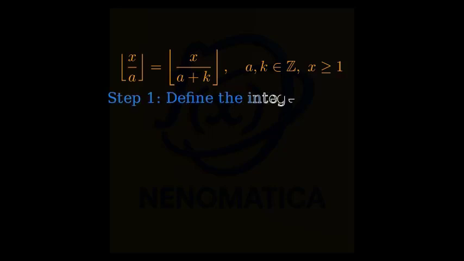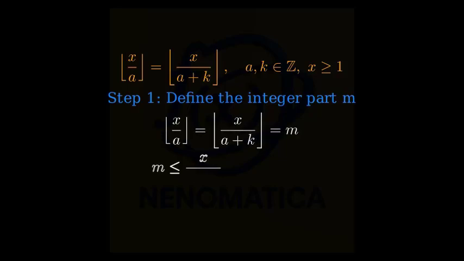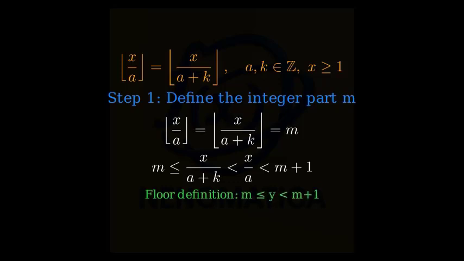Step 1. Define the common integer part. Let both floors equal m. By the definition of the floor function, m is less than or equal to x over a plus k, which is less than x over a, and that is less than m plus 1.